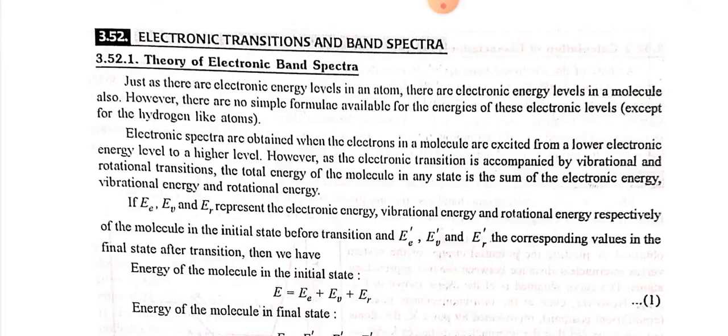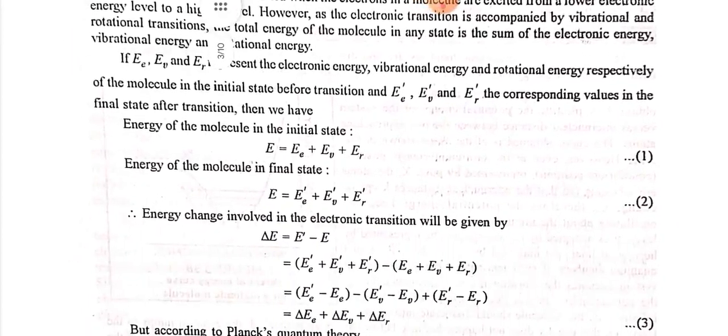However, as the electronic transition is accompanied by vibrational and rotational transitions, the total energy of a molecule in any state is the sum of the electronic energy, vibrational energy and rotational energy. If E_e, E_v and E_r represent electronic energy, vibrational energy and rotational energy respectively of a molecule in the initial state before transition, and E_e', E_v' and E_r' the corresponding values in the final state after transition, then the energy of a molecule in the initial state, total E, is equal to E_e plus E_v plus E_r.